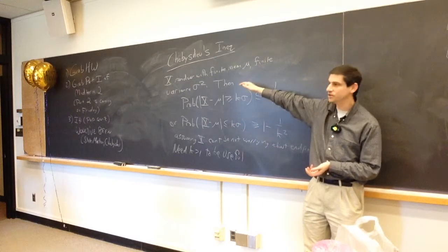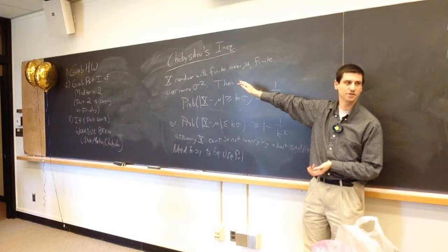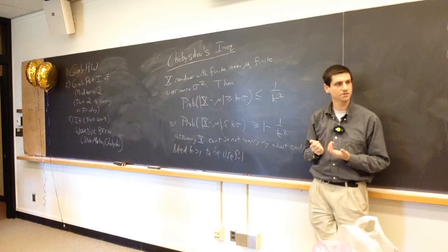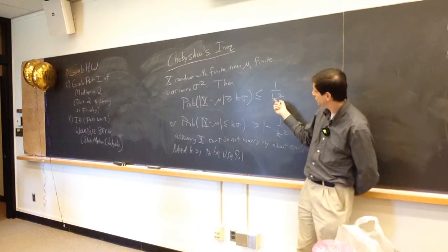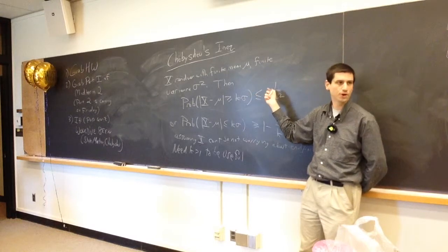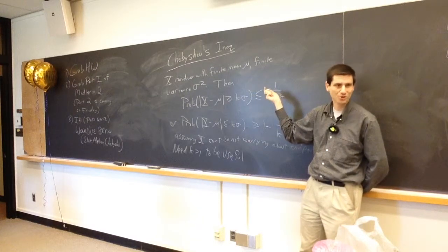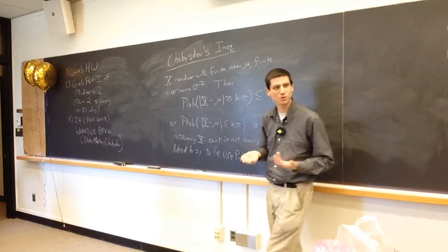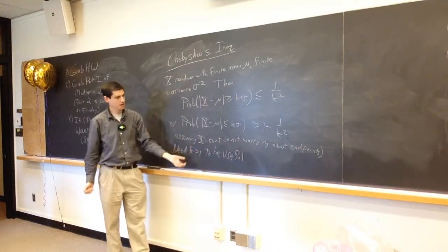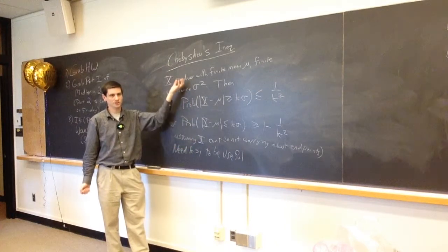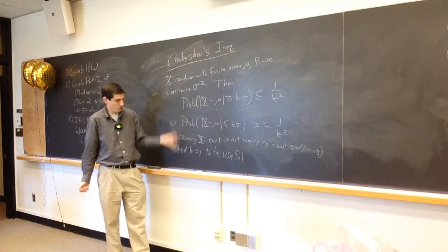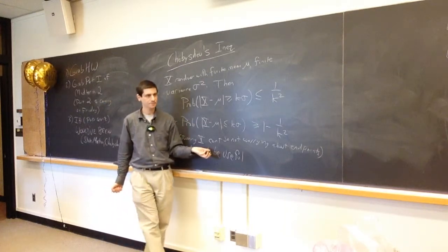You can say this inequality is useless unless k is at least a number greater than 1. Why? Well, if I take k equals 1/2, I get the probability is less than or equal to 4. So telling you that the probability is at most 4 is not doing anything. Again, I am very picky with my inequalities. I want my inequalities to be useful. And it is not useful unless k exceeds 1.